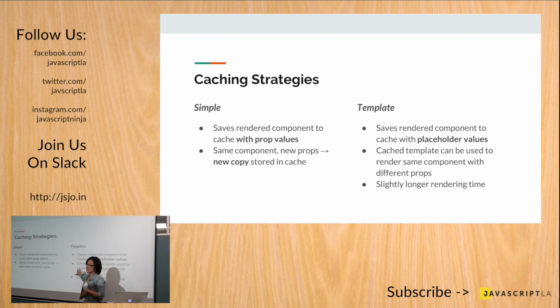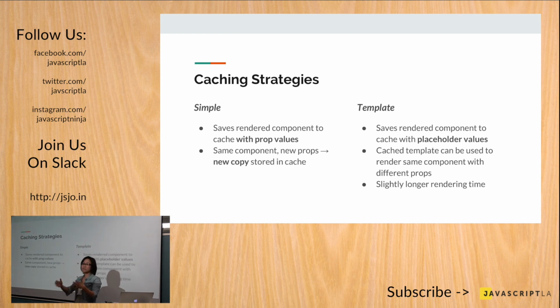And so with a template strategy, in contrast to the simple strategy, what happens is that you're saving rendered components to the cache with placeholder values. And in our library, we just basically used handlebar-style braces with simple indexed numbers corresponding to the different props that had been templatized. And so that single cached template can be used to render multiple versions of the same component, and basically what happens is the actual props are injected back into the cached template upon render.